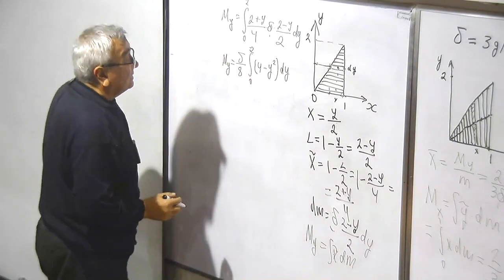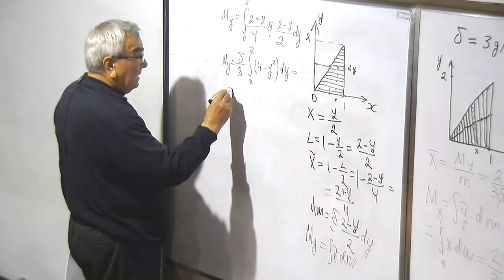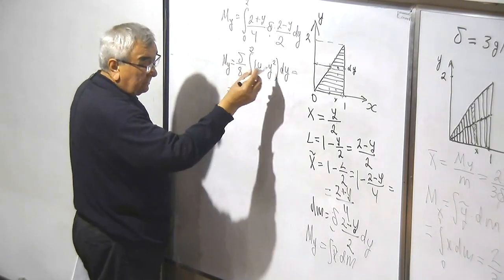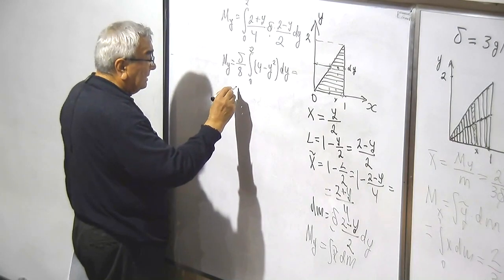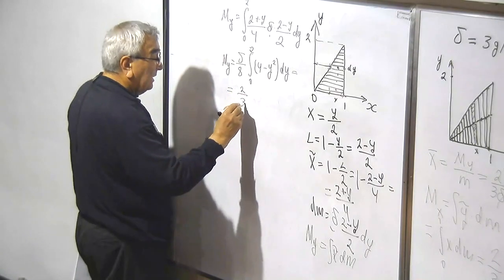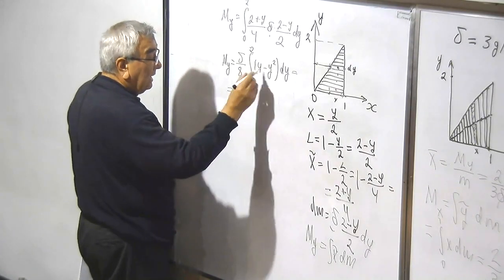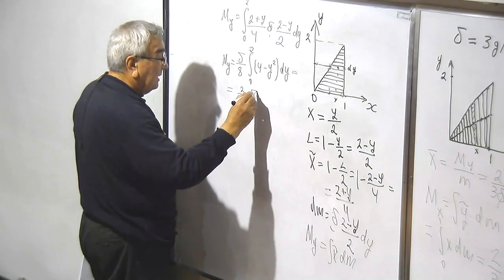If you calculate this integral, you receive the same result. I omit the calculation because it is a very simple integral. You receive the following answer, that means 2 by 3. By 3 gives this integration of this one. After simplification, you receive this one.